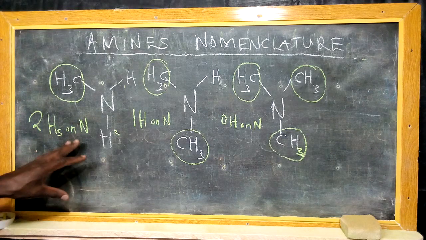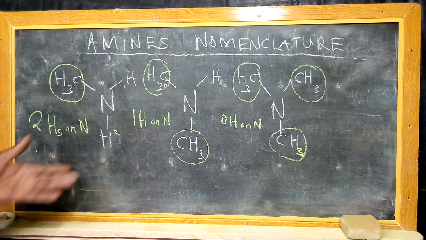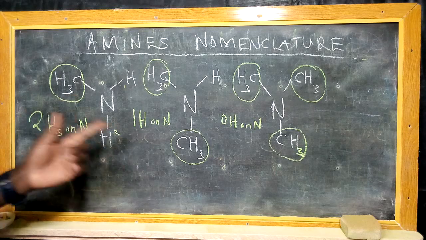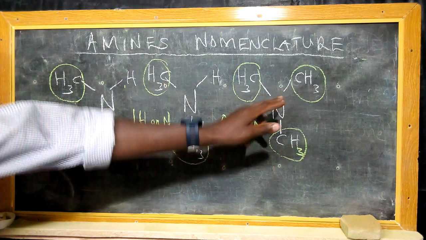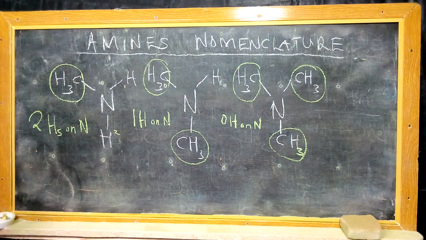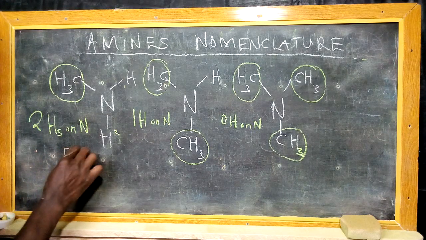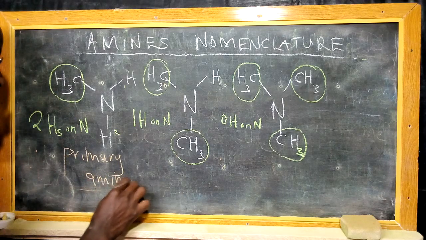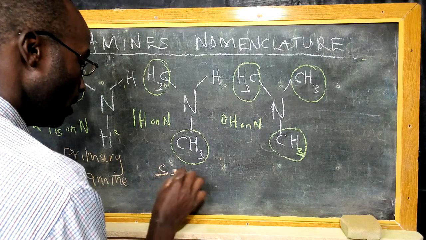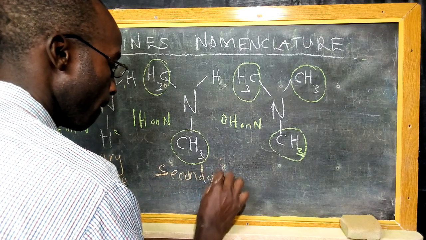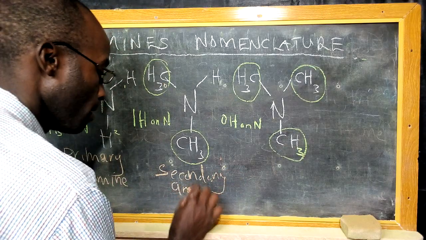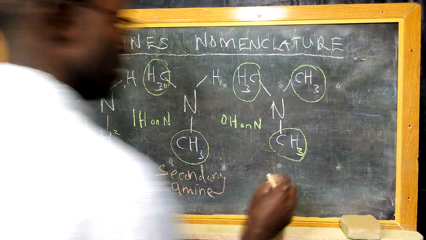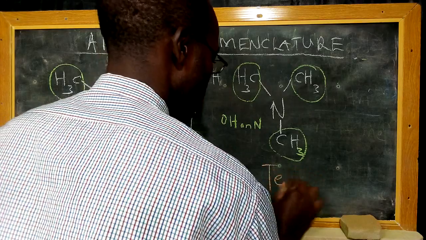So these reserve specific names, as we have said. This is one substitution for methyl, two substitutions, three substitutions. In that case, this one we call the primary amine, the secondary amine, and this is known as the tertiary amine.